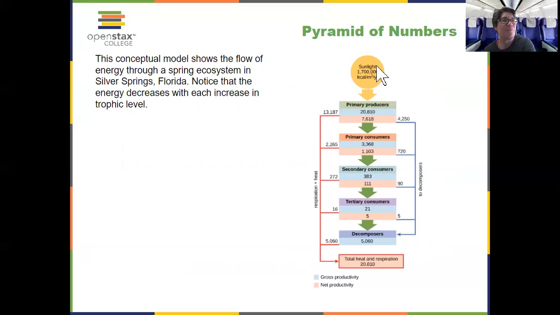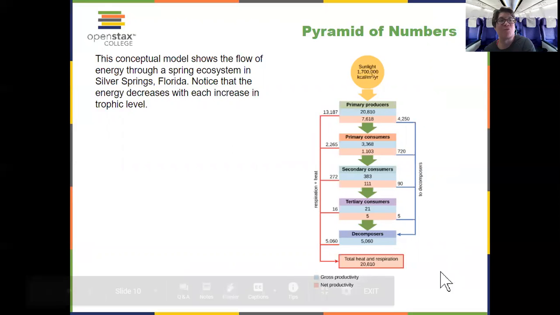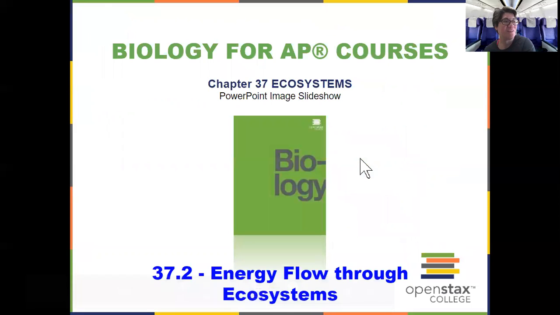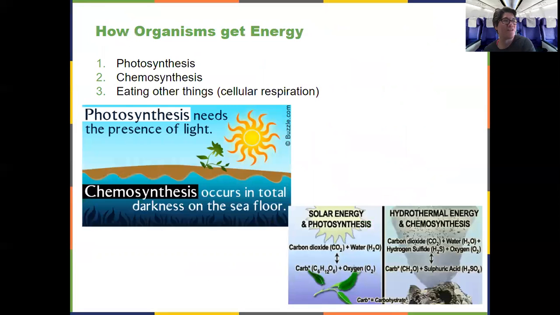And this is showing a pyramid of numbers again, but this is upside down from what we've seen. So here at the top, we've got our sunlight feeding our primary producers, and we're showing some numbers here and how many organisms that supports at each of the subsequent levels, and we're dropping by an order of magnitude every time, by 10 times. All right, so let's look more into this energy flow through ecosystems in section 2.